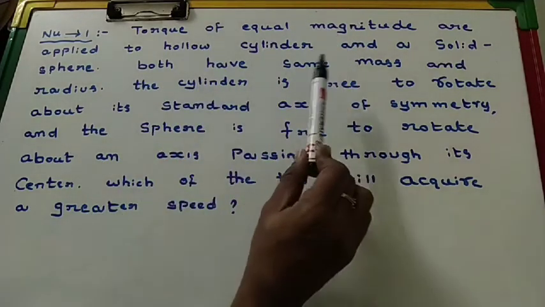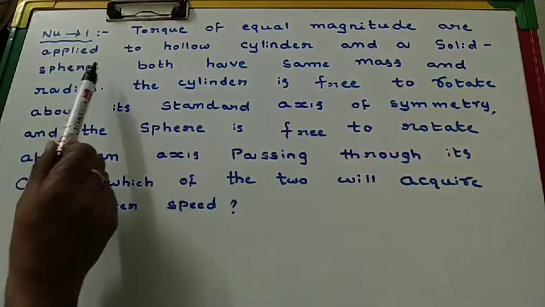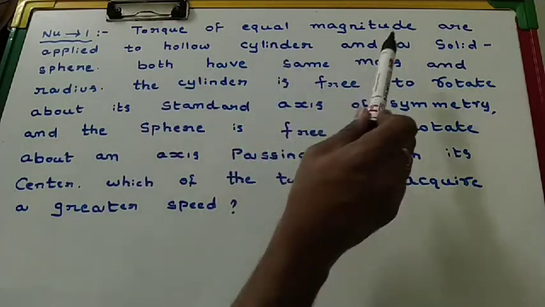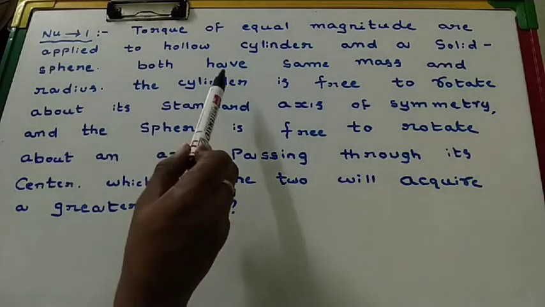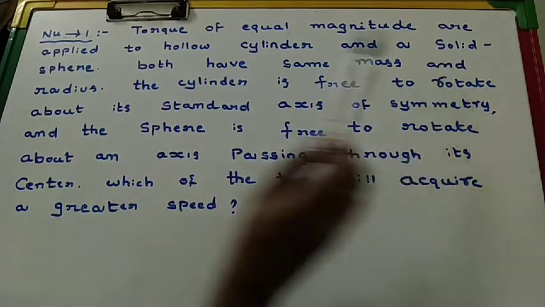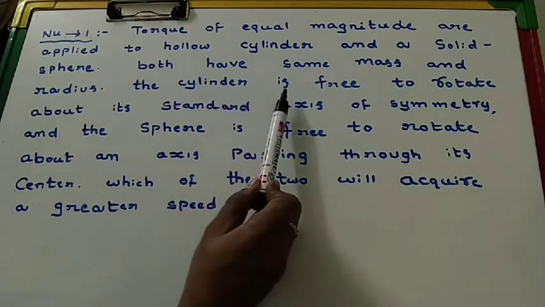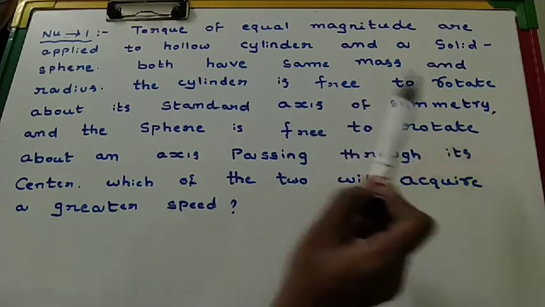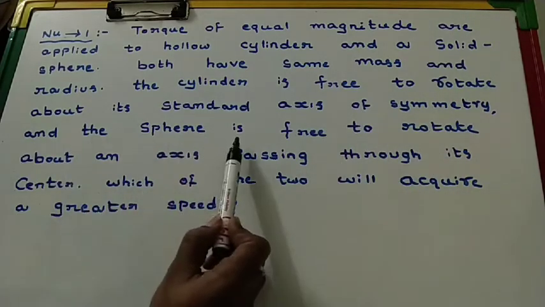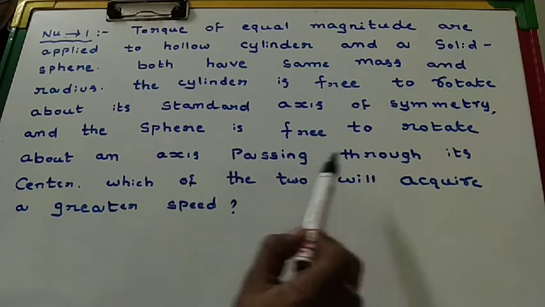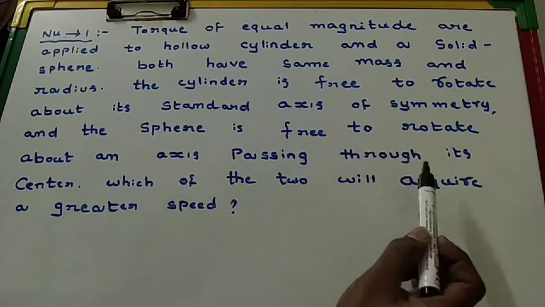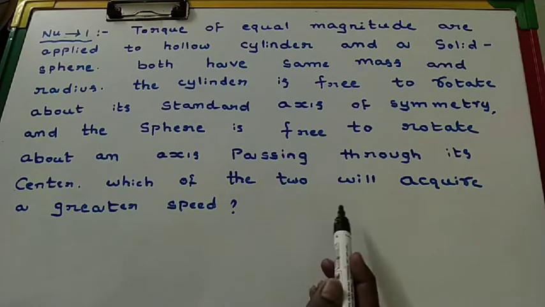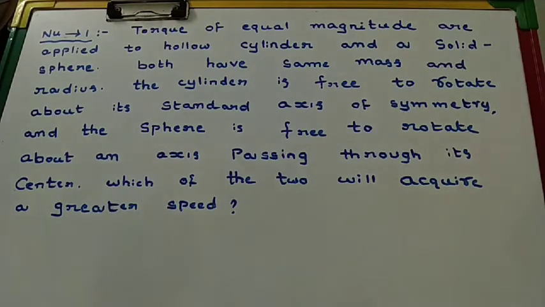Torques of equal magnitude are applied to a hollow cylinder and a solid sphere. Both have the same mass and radius. The cylinder is free to rotate about its standard axis of symmetry, and the sphere is free to rotate about an axis passing through its center. Which of the two will acquire greater speed? Greater speed means we have to find angular acceleration.